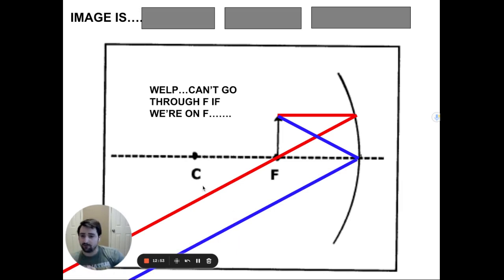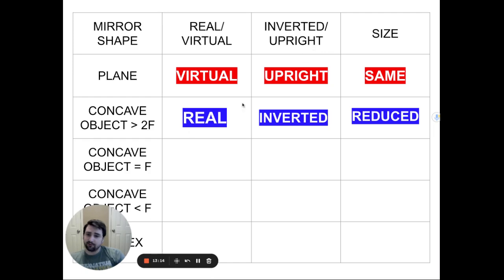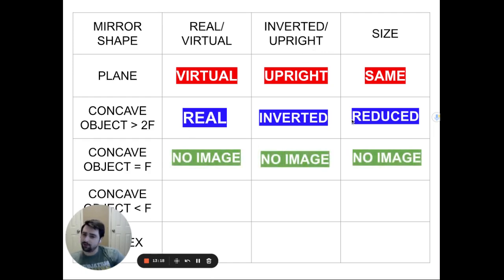Now, what do you notice about these two lines? If I zoomed out and out and out, would there ever be an intersection? No, because these two lines are parallel. So because these two lines are parallel, we'll have no image because the lines never intersect. So we'll fill that out on our table. No image. And I did that demonstration in class.